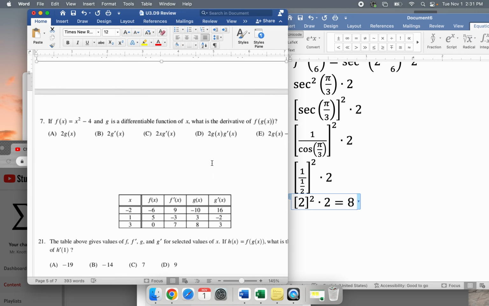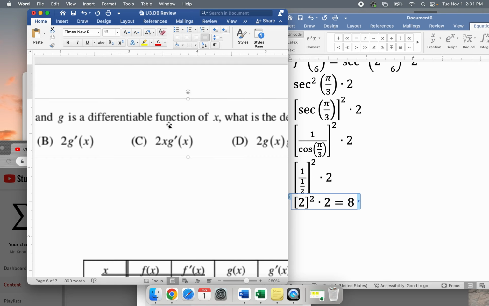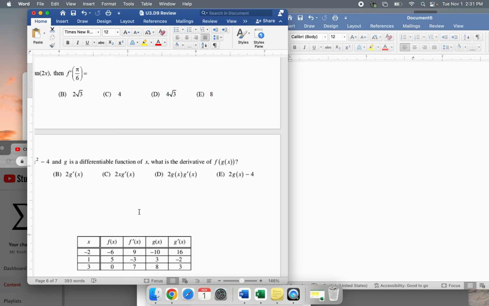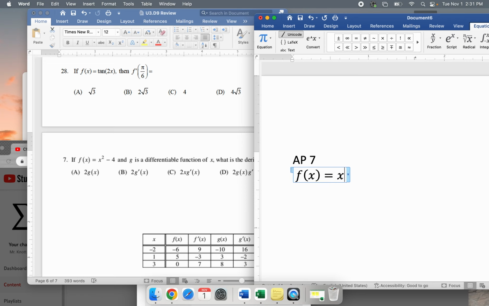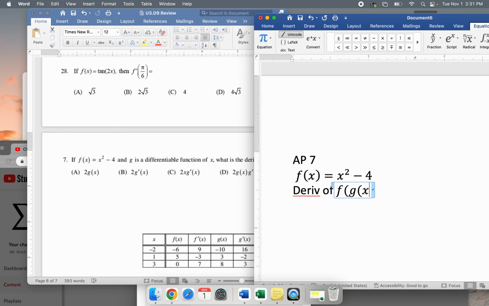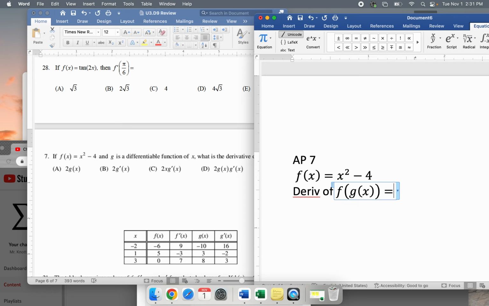So what is this one saying? It says that f of x is equal to this function here and g is just some differentiable function. What is the derivative of f of g of x? AP7. So f of x is equal to x squared minus 4, and we want to know the derivative of f of g of x. That literally just means plug g into f. So you could just replace this x with g of x.